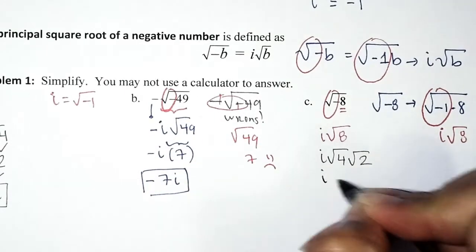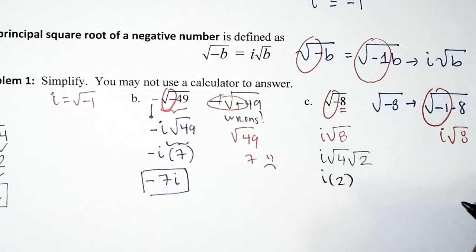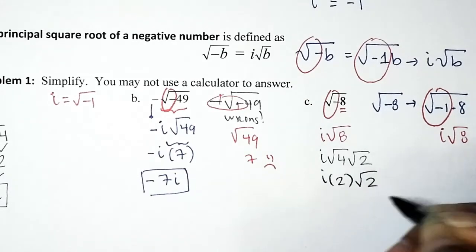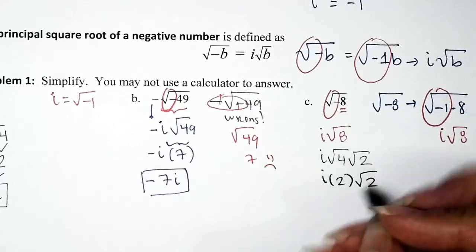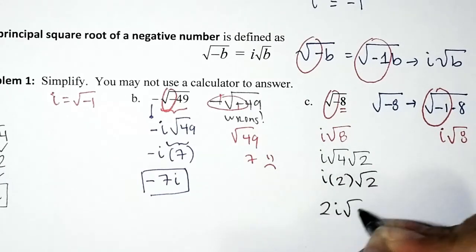The square root of 4 simplifies to 2. The square root of 2 will stay as the square root of 2. And although we cannot simplify this further, we need to write our answers aesthetically pleasing. So we're going to first put the factor of 2, then the i, then the square root of 2. So 2i square root of 2.